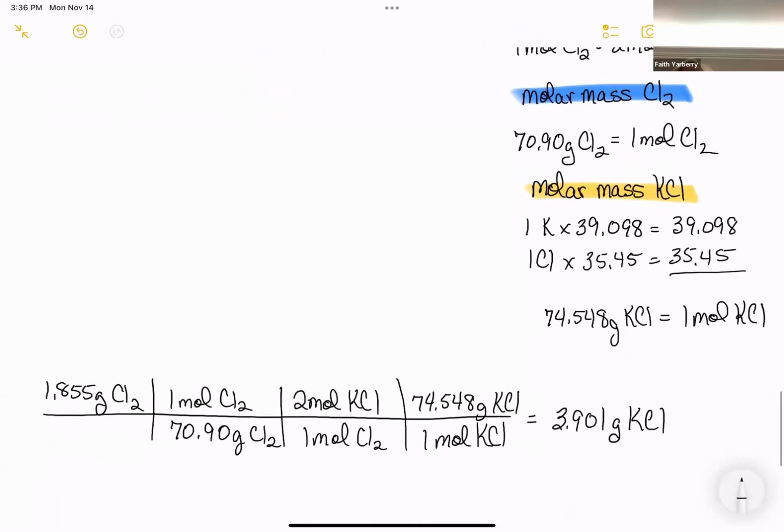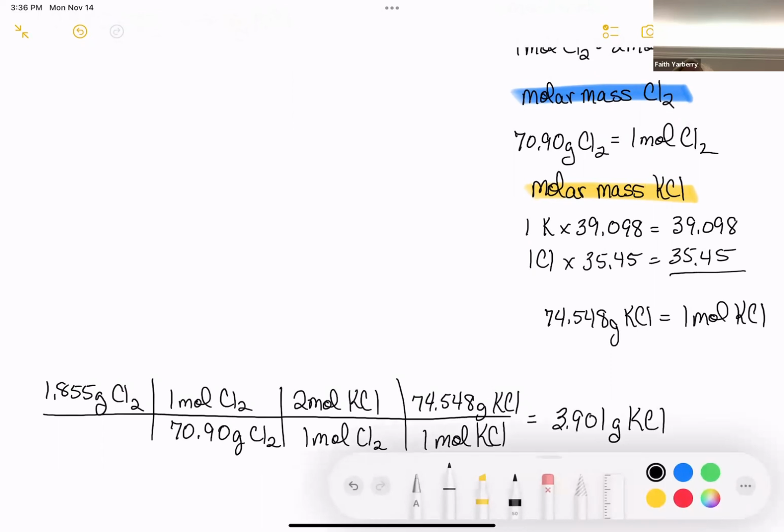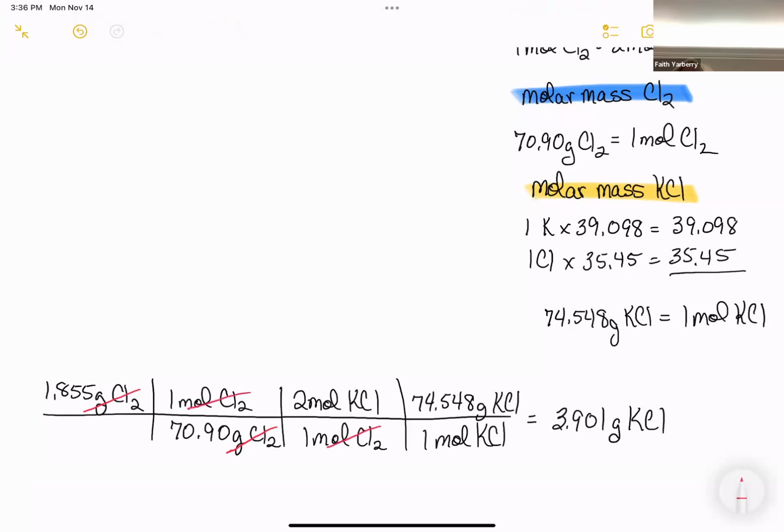Then setting up the equation, you started with what you were given, which was the grams of chlorine. You then used the molar mass of chlorine, and with the molar mass, the gram portion had to go in the denominator so that the unit and the substance would cancel, leaving moles of Cl2. Then you use the mole-to-mole ratio, putting the moles of Cl2 in the denominator so the moles of Cl2 would cancel out. And then you use the molar mass of KCl, putting the mole portion of KCl in the denominator so that the mole portion of KCl would cancel out, leaving grams of KCl, and your answer would come out to be 3.901 grams of KCl. Questions?